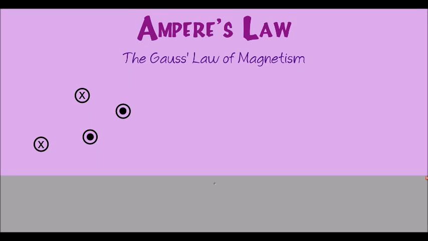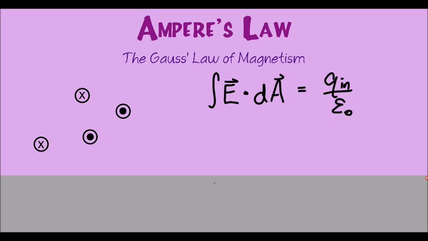In this video, we'll learn about Ampere's law, which is kind of like the Gauss's law of magnetism. Think back to Gauss's law. In Gauss's law, we learned that the integral of E dot dA is equal to the Q that's enclosed by a Gaussian surface over epsilon naught.